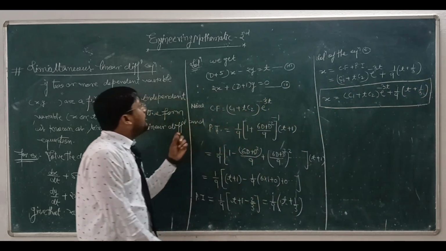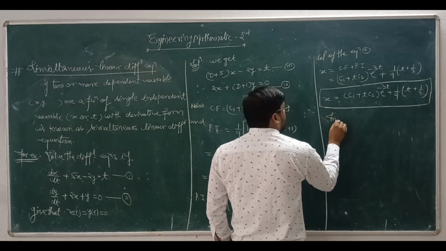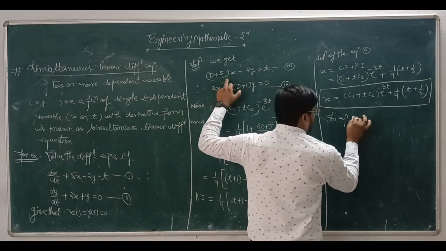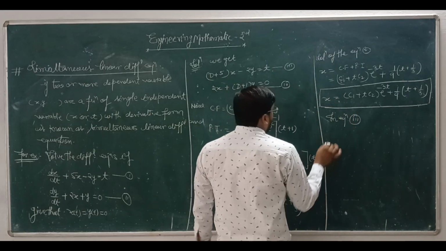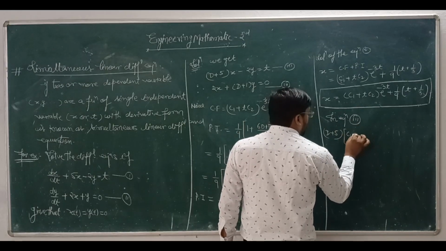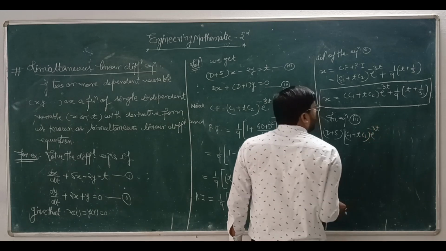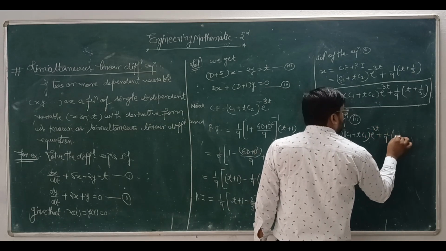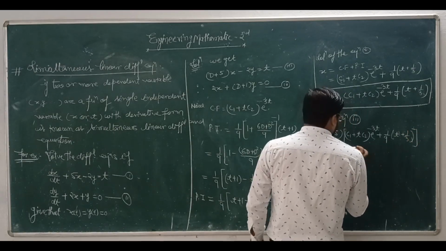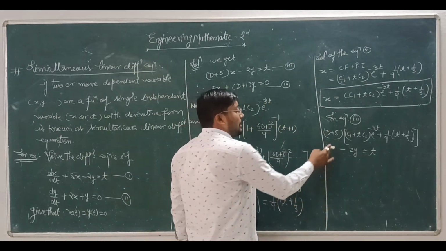Now find the value of y. In equation third, putting the value of x, you can write d plus 5 multiply of c1 plus t c2 e to the power minus 3t plus 1 by 9 t plus 1 by 3 minus 2y is equal to t. Now solve this function. You can find the value of y.